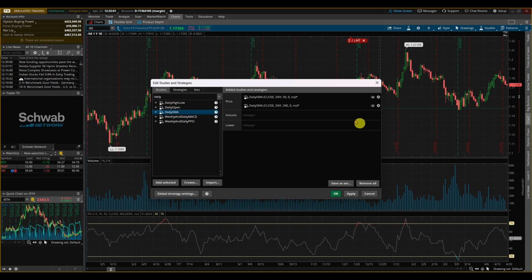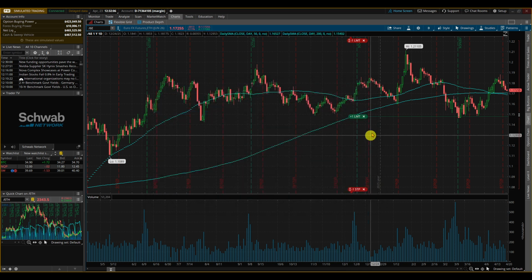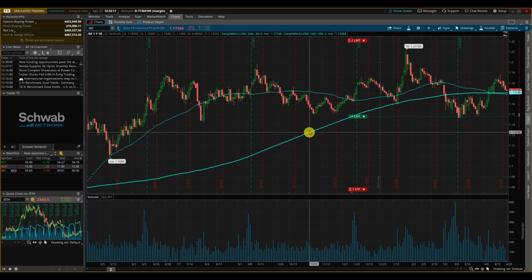The 50-day will generally follow price more closely, while the 200-day will move more gradually. Many traders watch how price interacts with these lines, and they pay attention when the 50-day crosses above or below the 200-day, as it can signal shifts in trend. Keep in mind, moving averages are lagging indicators, so consider them as part of a broader analysis.